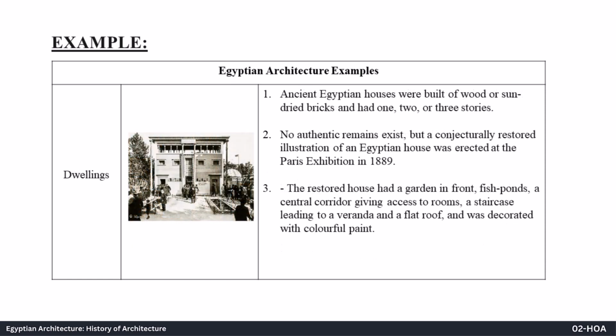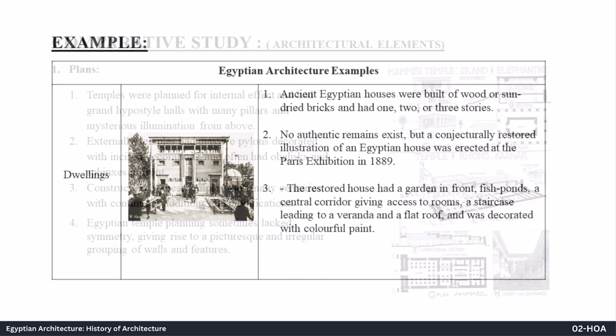Dwellings. Ancient Egyptian houses were built of wood or sun-dried bricks and had 1, 2, or 3 stories. No authentic remains exist, but a conjecturally restored illustration of an Egyptian house was erected at the Paris exhibition in 1889. The restored house had a garden in front, fish ponds, a central corridor giving access to rooms, a staircase leading to a veranda, and a flat roof, and was decorated with colorful paint.